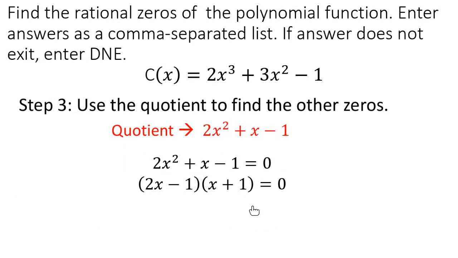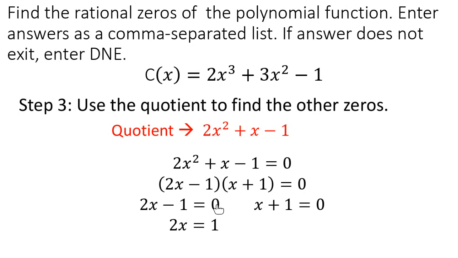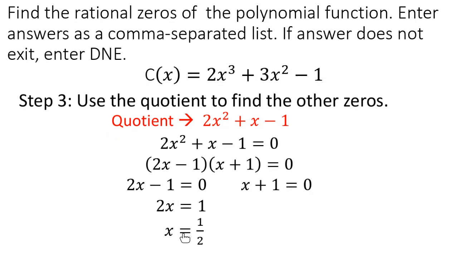Okay, so we set each factor equal to 0. So we get 2x minus 1 equals 0, and x plus 1 equals 0. So we're going to solve for x. So we add the 1. We get 2x equals 1. Divide by 2. So we get x equals a half.